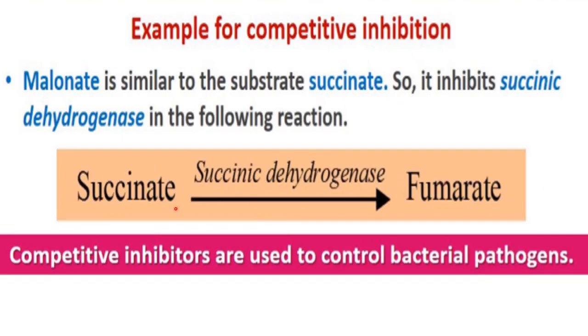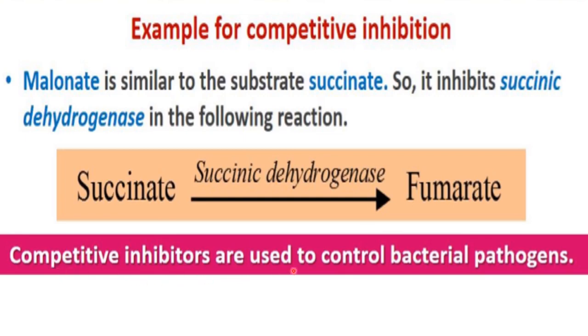Now what happens when malonate is present? Then succinic dehydrogenase gets bound with malonate. This malonate is an inhibitor and it competes with succinate to bind with succinic dehydrogenase, right? So the rate of reaction decreases. If malonate binds with succinate dehydrogenase, then obviously fumarate will not be formed, right? So the rate of reaction will decrease, we can see.